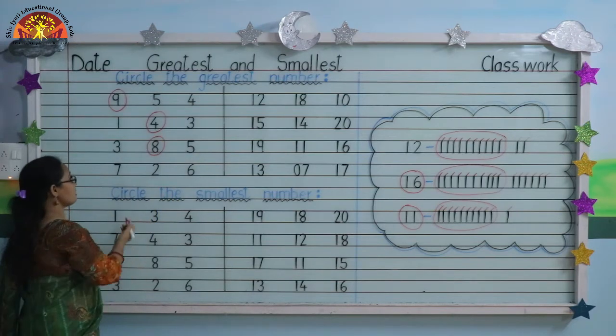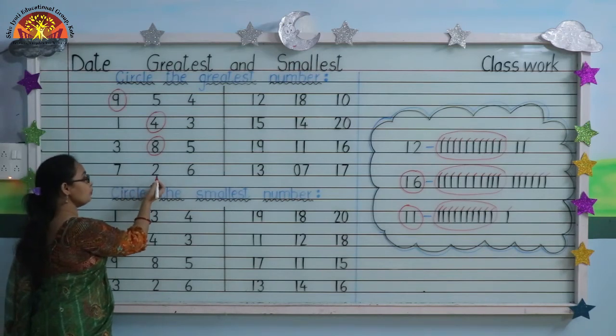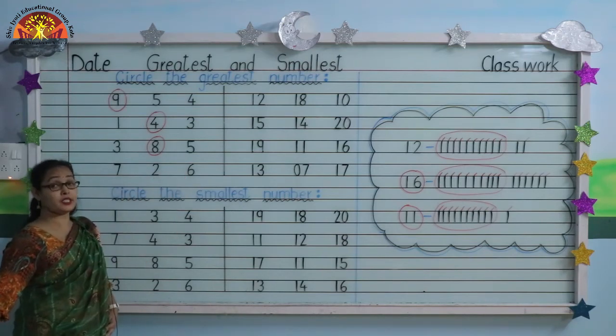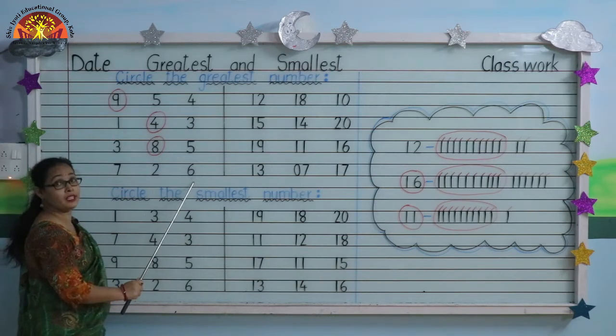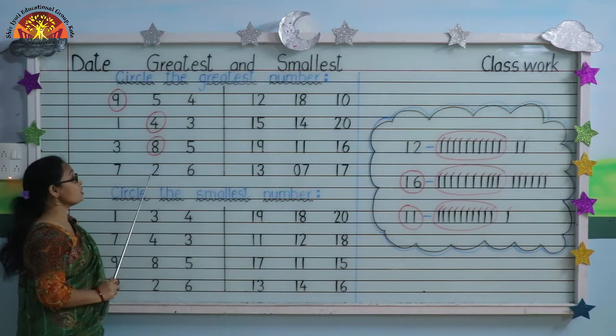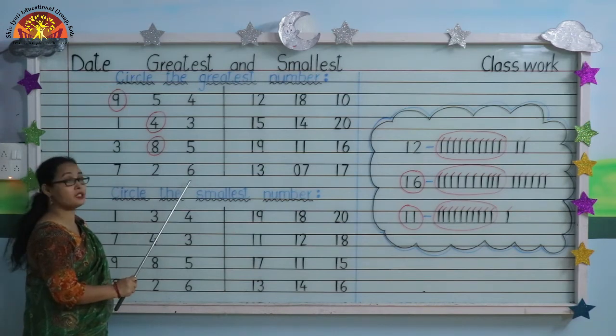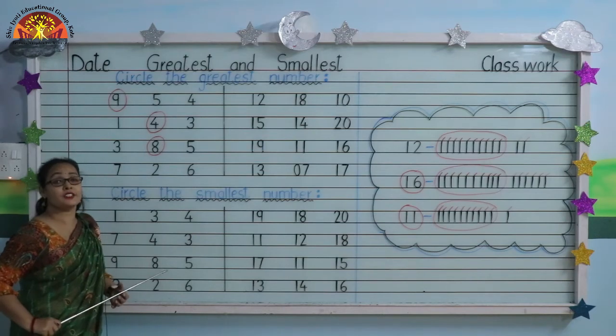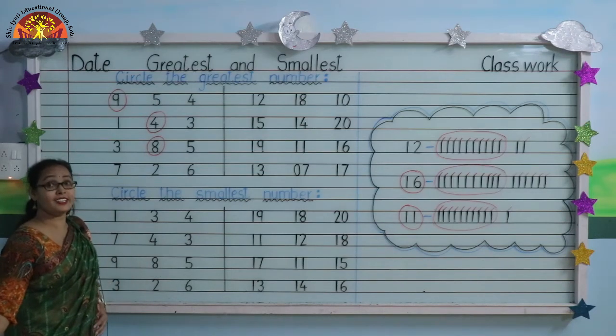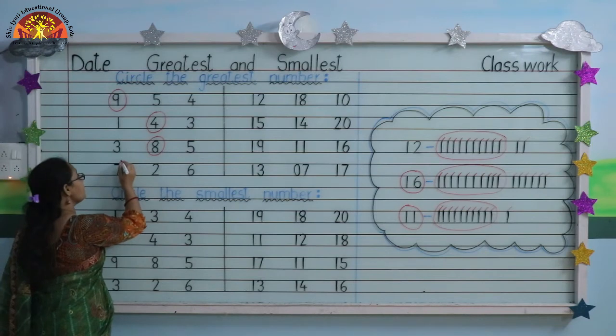Now given numbers are 7, 2, 6. Kids, now you tell me which is the greatest number over here. Is it 2? No. Is it 6? No. Is it 7? Yes. Very good, kids. Circle the greatest number like this.